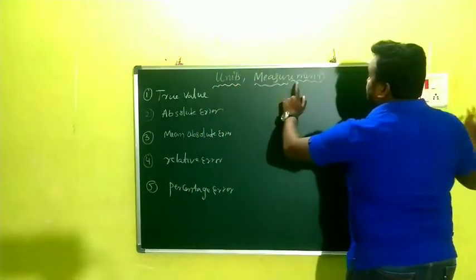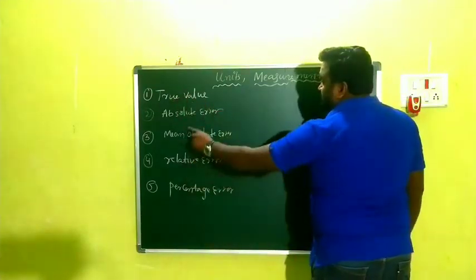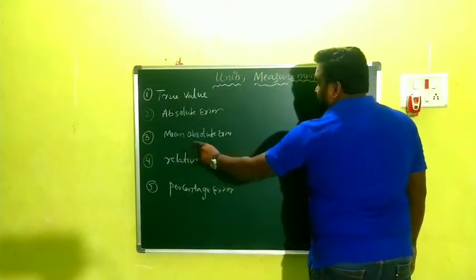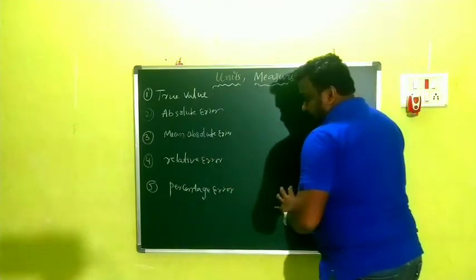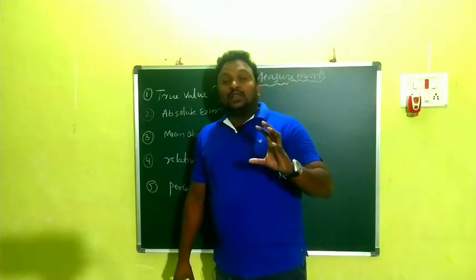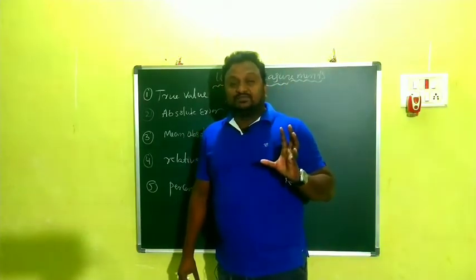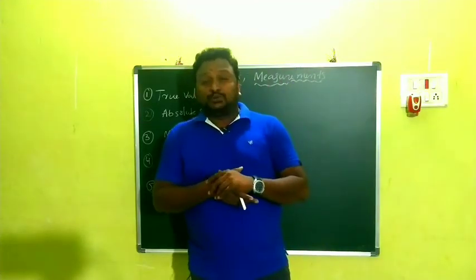The chapter is Units and Measurements. Second part of the chapter: true value, absolute error, mean absolute error, relative error and percentage error. To get the true value we have to reduce the errors. So first, what is meant by true value?